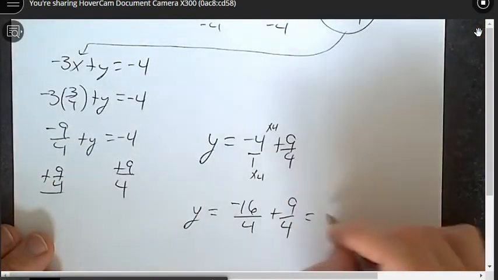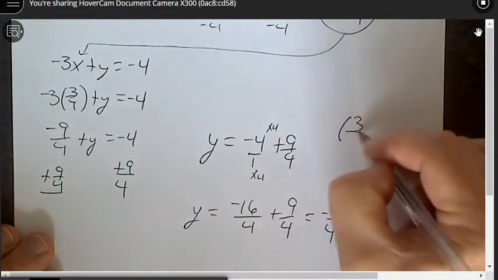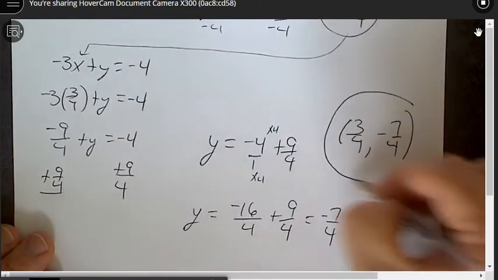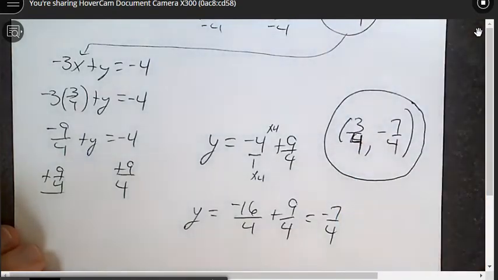So putting that together, that is a -7/4. Okay, so the final answer in ordered pair form would be 3/4 and -7/4.